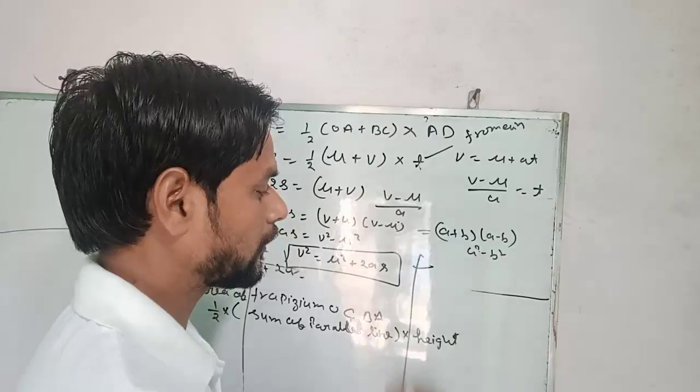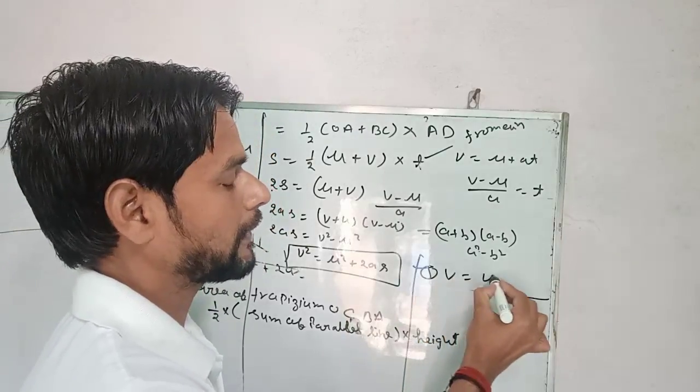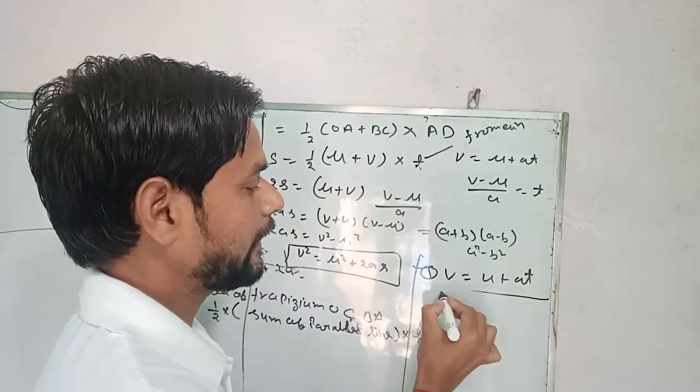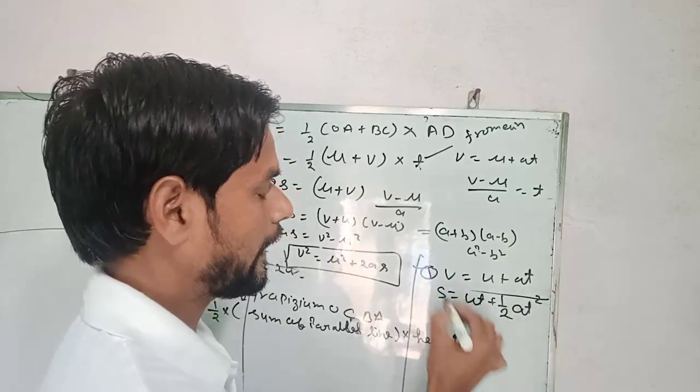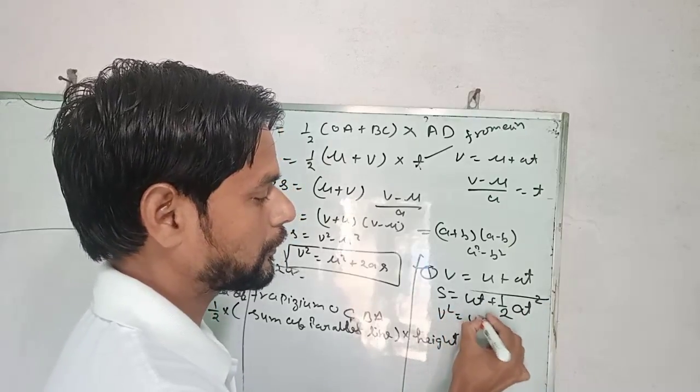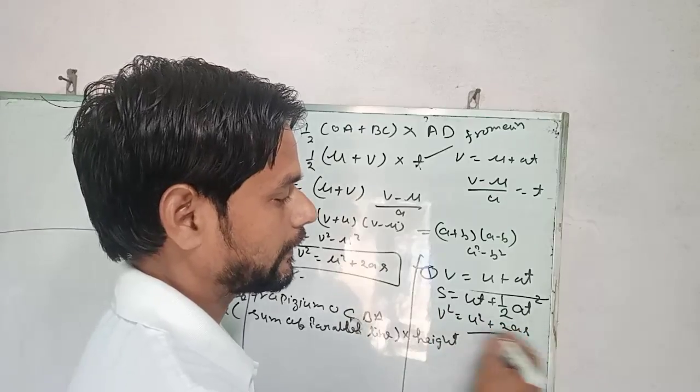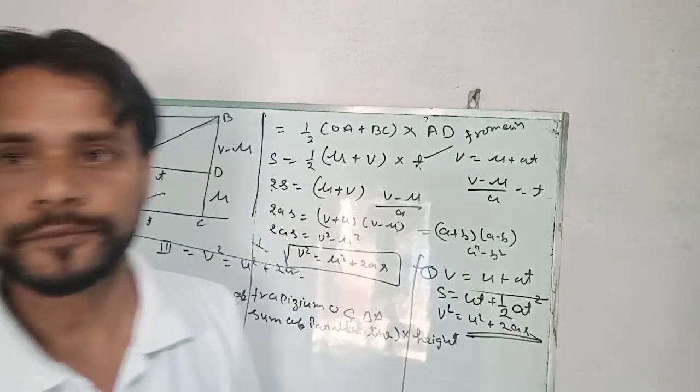All three equations of motion: first, V = U + AT; second, S = UT + ½AT²; and third, V² = U² + 2AS. Thank you.